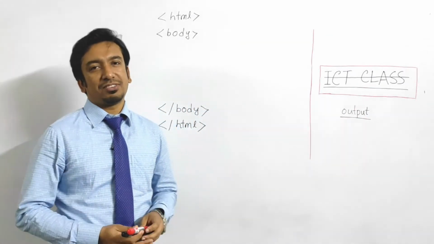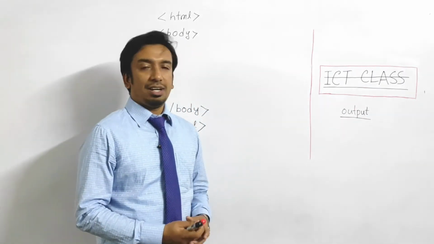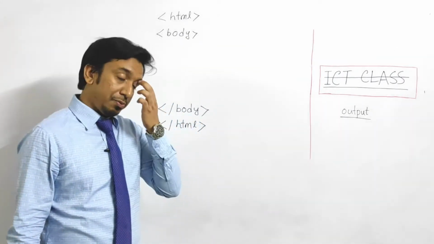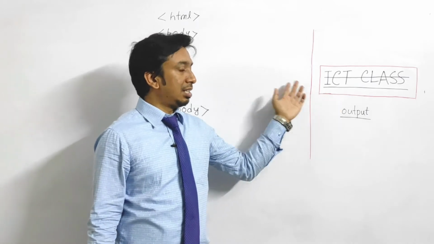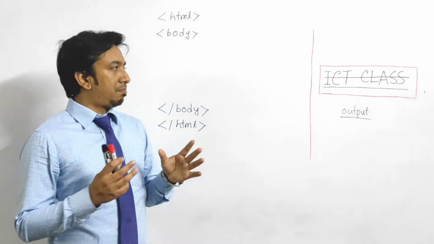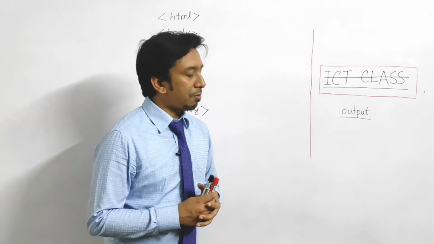So my dear students, you can see another example. This one is another output. To show the output, we have to write the HTML code. See here ICT class is deleted, and also you can see underline. So we have a combination of formatting tags.